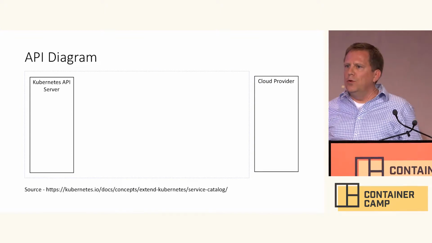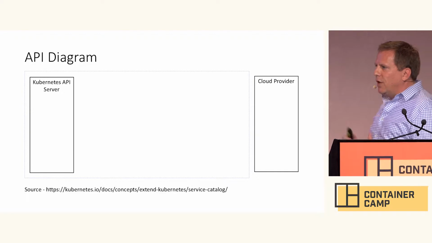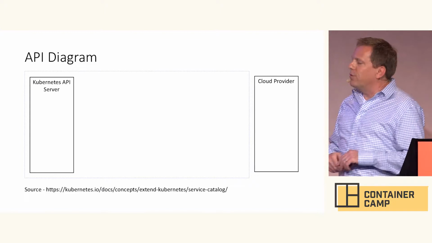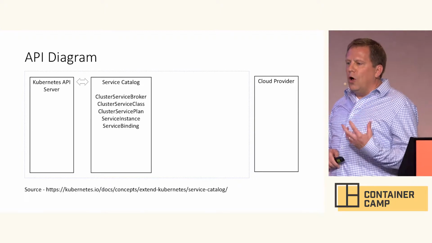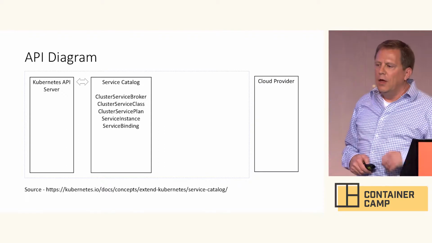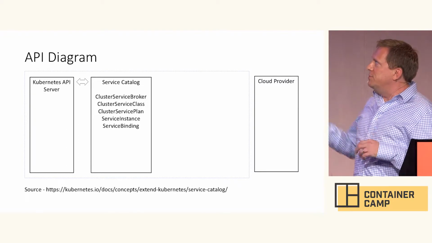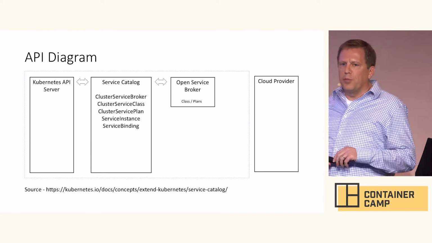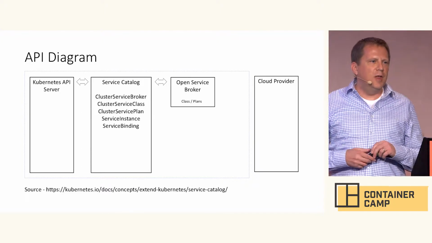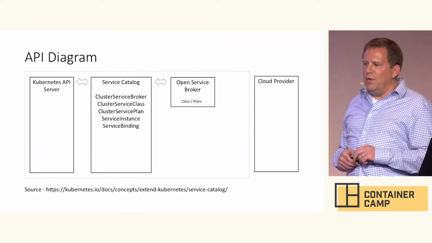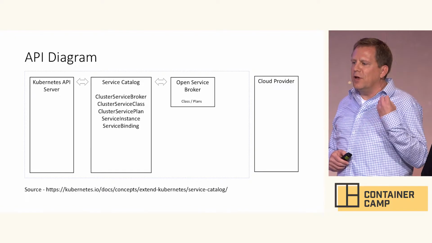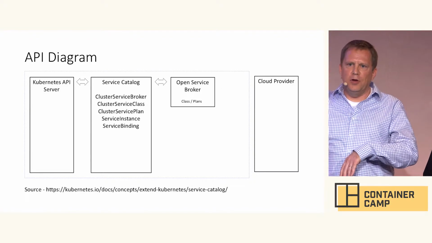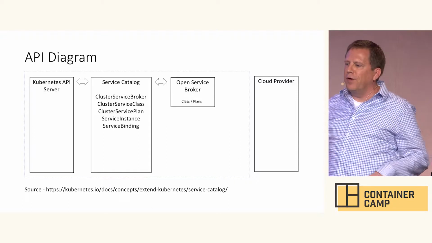Digging deeper into Kubernetes itself, let's take a look at how this looks. So we've got Kubernetes, the Kubernetes API server, and then we've got our cloud provider over on the right-hand side. Once we install Service Catalog, we can see the 5 objects created that I talked about earlier. We will then install an Open Service Broker, which, in most cases, is going to be a Helm chart. That Open Service Broker has those classes and plans defined in it. So here are the services that you can deploy into Kubernetes, and here are the SKUs or tiers that are available.